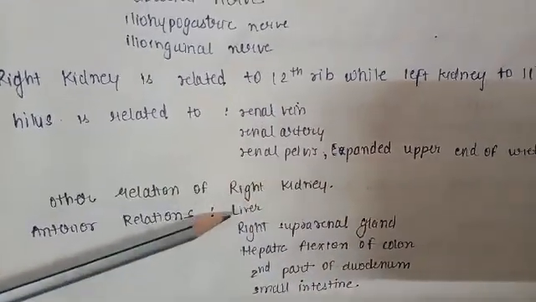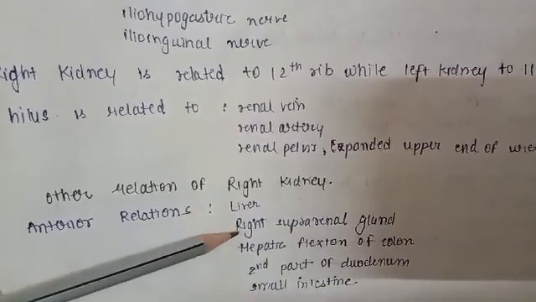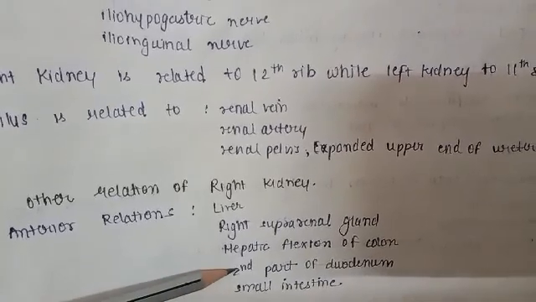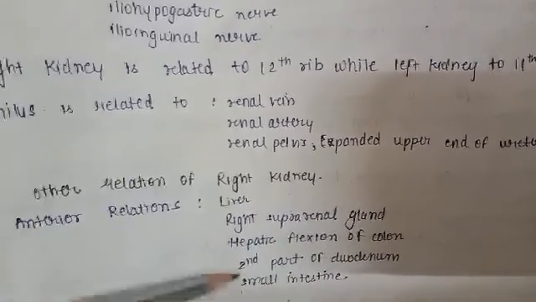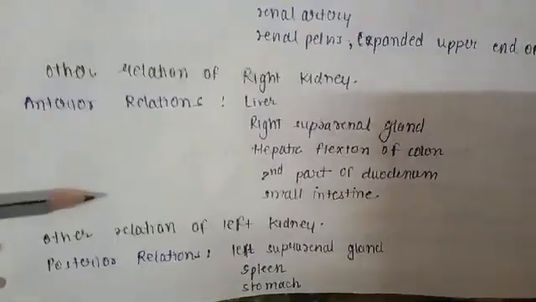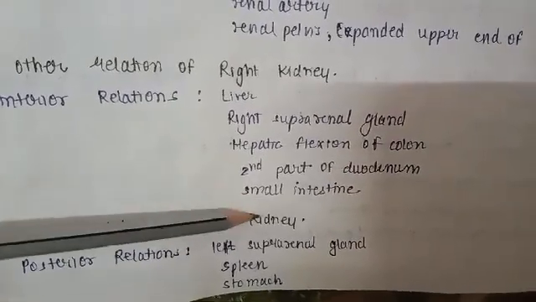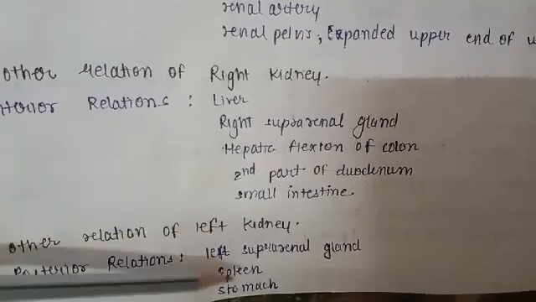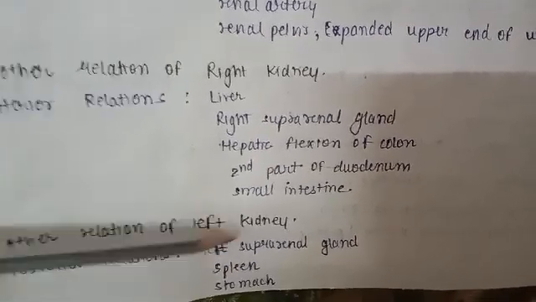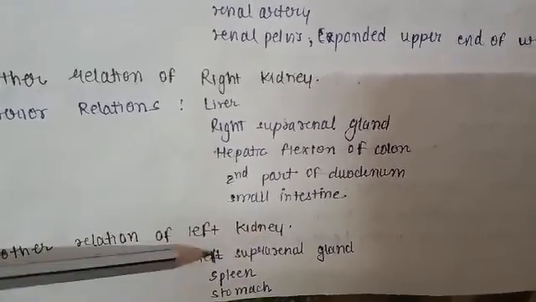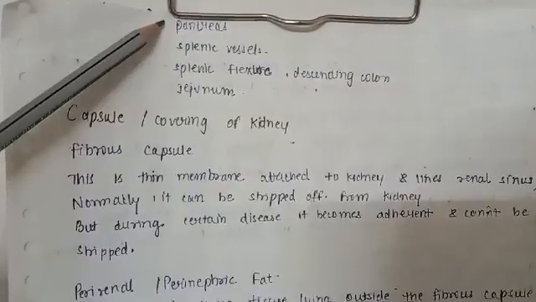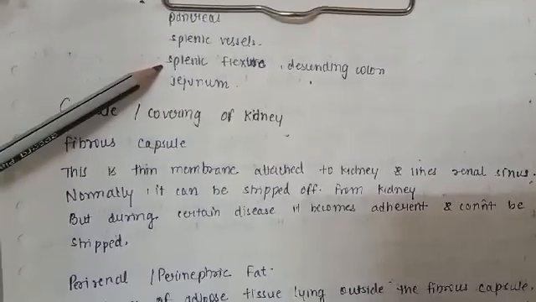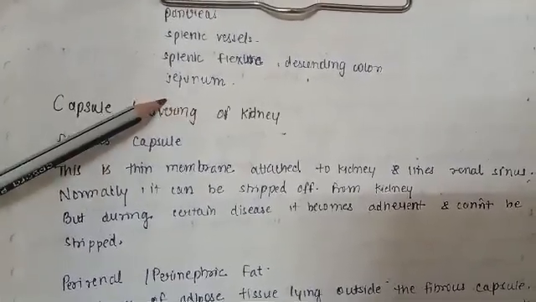The right kidney is related to the liver, right suprarenal gland, hepatic flexure of colon, and the second part of the duodenum with the small intestine too. Next are the anterior relations of the left kidney, that is left suprarenal gland, spleen, stomach, pancreas, splenic vessels, splenic flexure, descending colon, and jejunum.